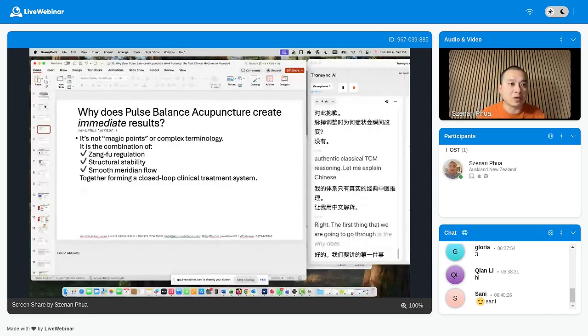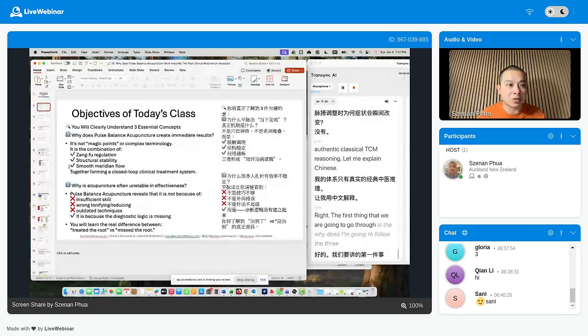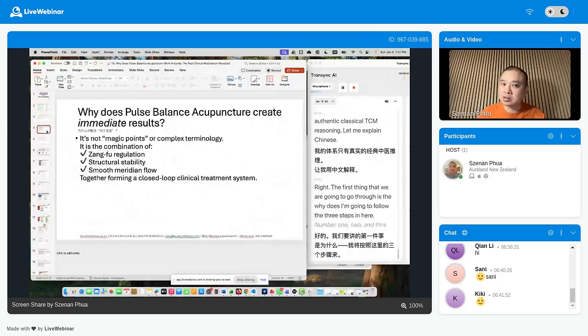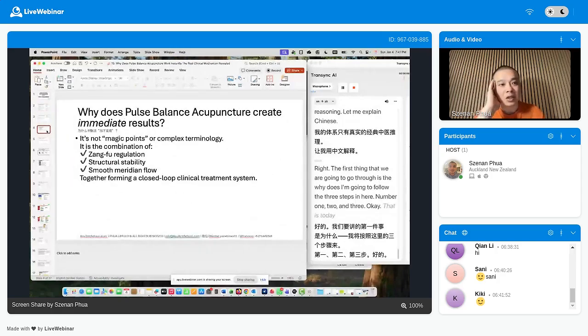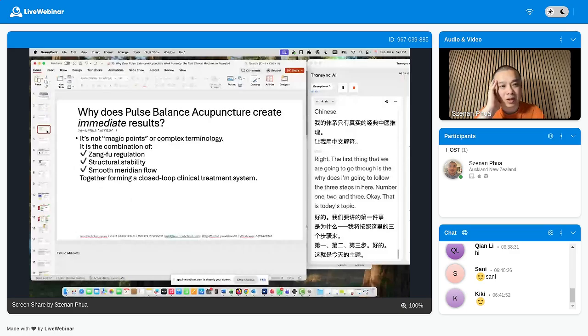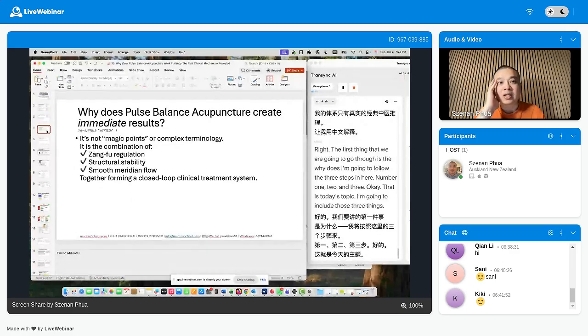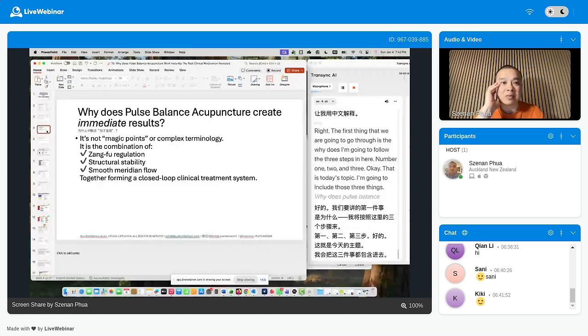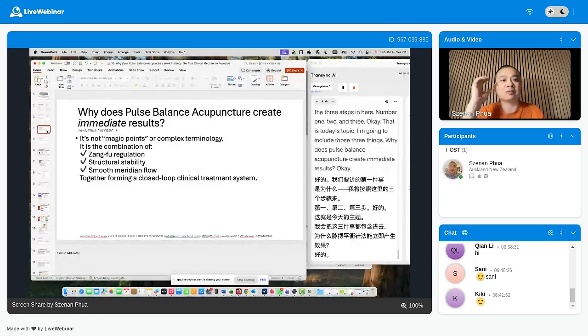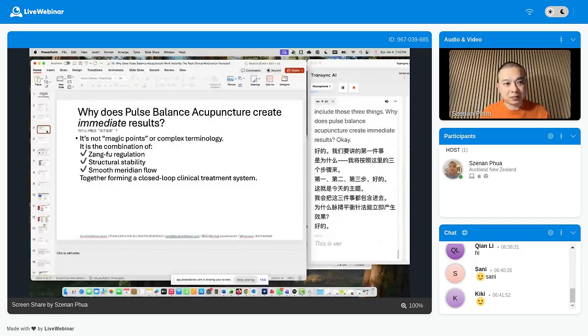Right, the first thing, I'm going to follow the 3 steps in here. Number 1, 2, and 3. Okay, that is today's topic. It's going to include those 3 things. Why does Pulse Balance Acupuncture create immediate results? This is very interesting.